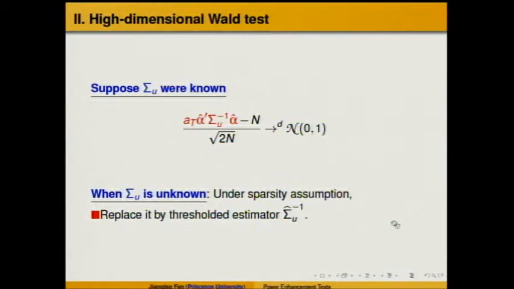The other candidate is naturally to replace the Wald statistic by the estimated sample covariance matrix. Because the common factor has been taken out by our factor models, we could assume this sigma is sparse. Therefore, you could just replace this sigma by a sparse, thresholded covariance matrix that I showed you a few slides above.